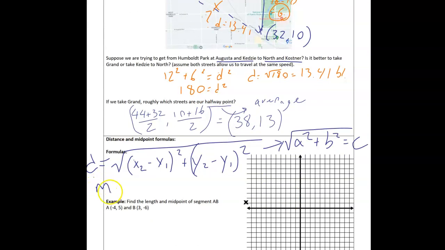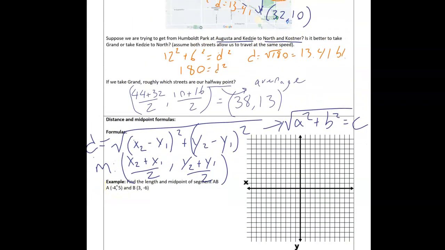And then my midpoint formula, well, it's just the average of each. And I write that as a coordinate. So these are my 2 new formulas. This is going to be pretty easy. So then we'll do a quick example.